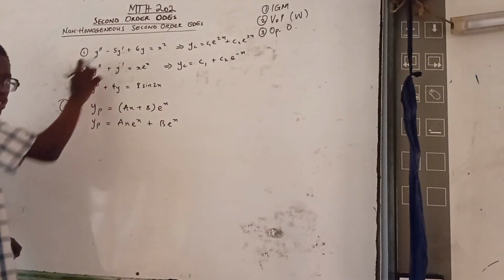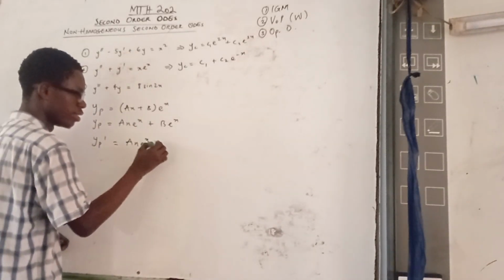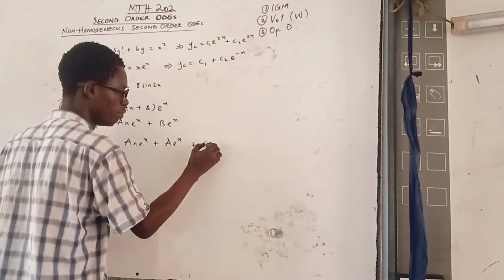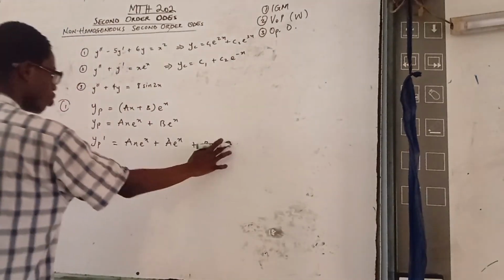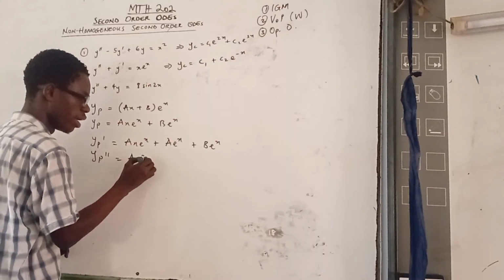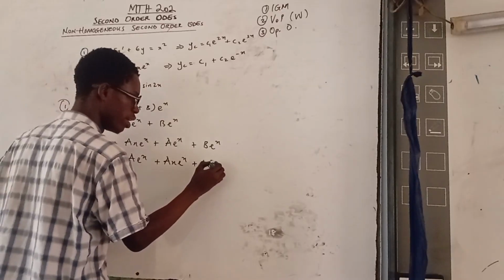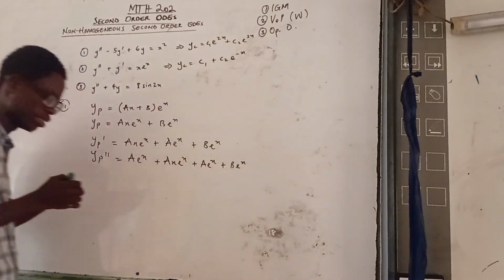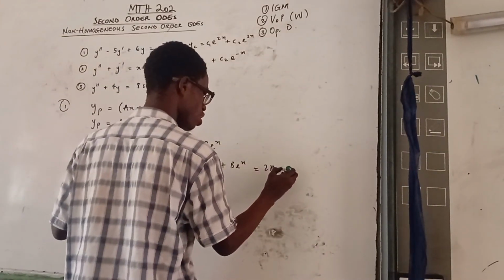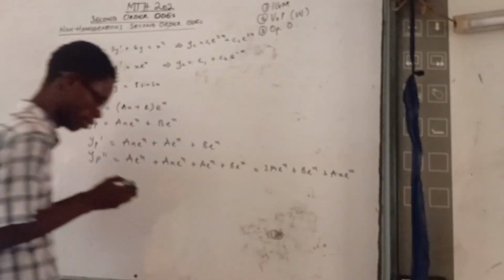I'm differentiating twice because there is a second derivative here. The first derivative gives me ax e raised to power x plus, using the product rule, a e raised to power x plus b e raised to power x. Yp double prime equals, differentiating again using the product rule, a e raised to power x plus ax e raised to power x plus a e raised to power x plus b e raised to power x. So this equals 2a e raised to power x plus b e raised to power x plus ax e raised to power x.